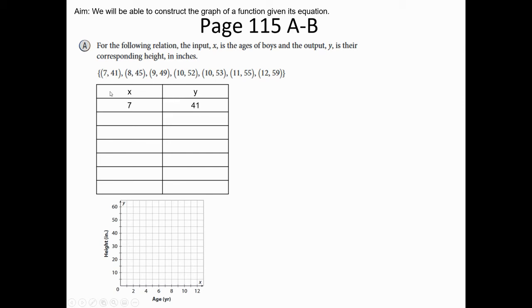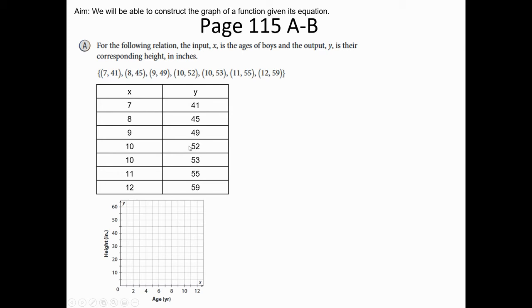So the first one is (7, 41), (8, 45), (9, 49), (10, 52), (10, 53), (11, 55), and (12, 59). The whole point of this lesson is for us to be able to represent these sets of numbers, these x's and these y's, as a bunch of different things. So I think you're all pretty familiar with tables and know how to set up the x and y's.